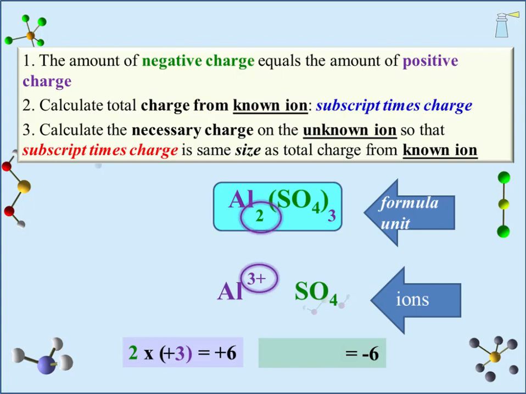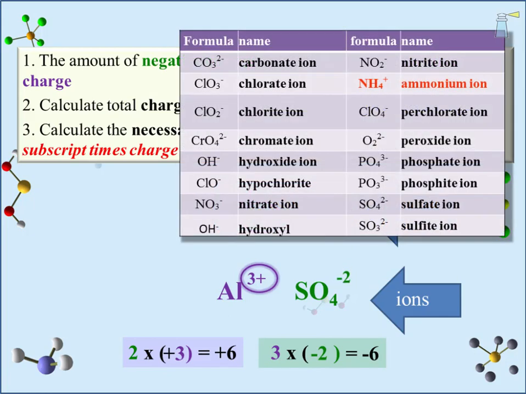To get that, use the subscript of 3 from the sulfate ion and reason what 3 must be multiplied by to get a -6. And that is a -2. The charge on the sulfate is a -2. A peek at a table of polyatomic ions shows us that sulfate, SO4, has a -2 charge.